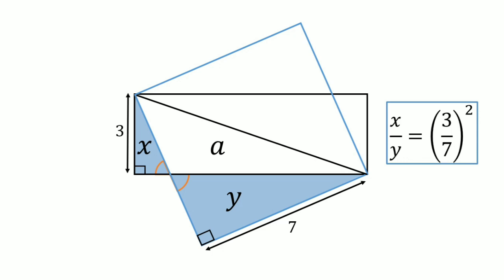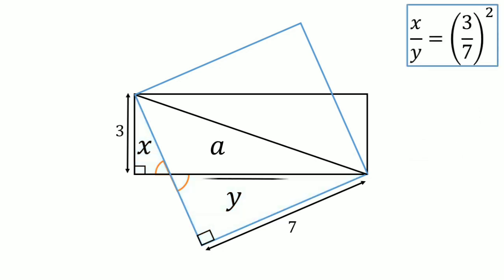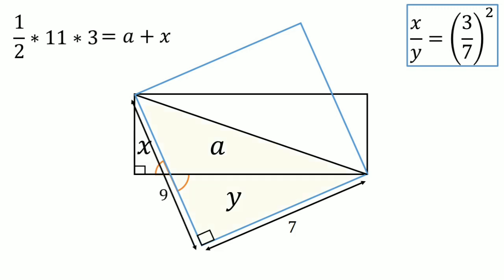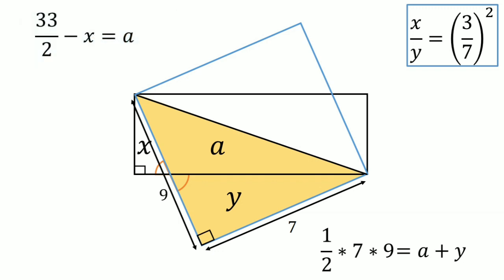Now the width of the first rectangle is 11, as given. If we look at this right triangle, its area is 1 over 2 times 11 times 3, and we can write this is also equal to x plus A. Similarly, the length of the second rectangle is 9, and if we look at this right triangle, its area is equal to 1 over 2 times 7 times 9, and we can write this is also equal to A plus y. Now looking at our first equation, we can write this as this, and looking at our second equation, we can write this as this.